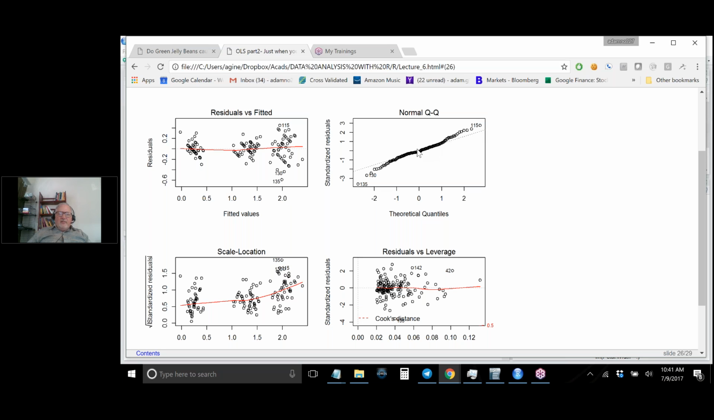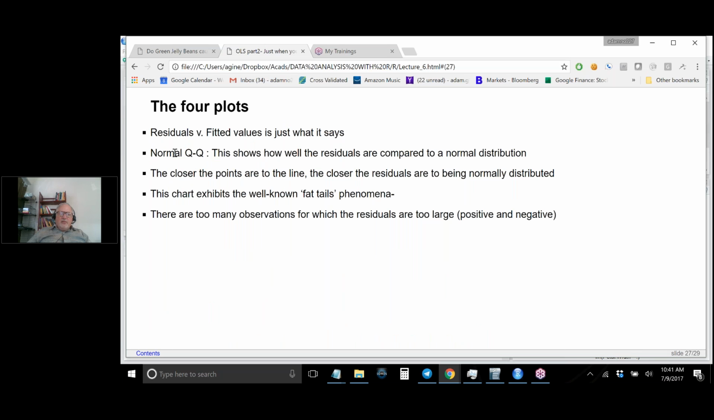And in any data involving human behavior, I claim you're going to always observe this, because human behavior is never normally distributed. We exaggerate the extremes of behavior. And let me talk a little bit about these other two words. So normal QQ is what I said, and this is just repeating it.